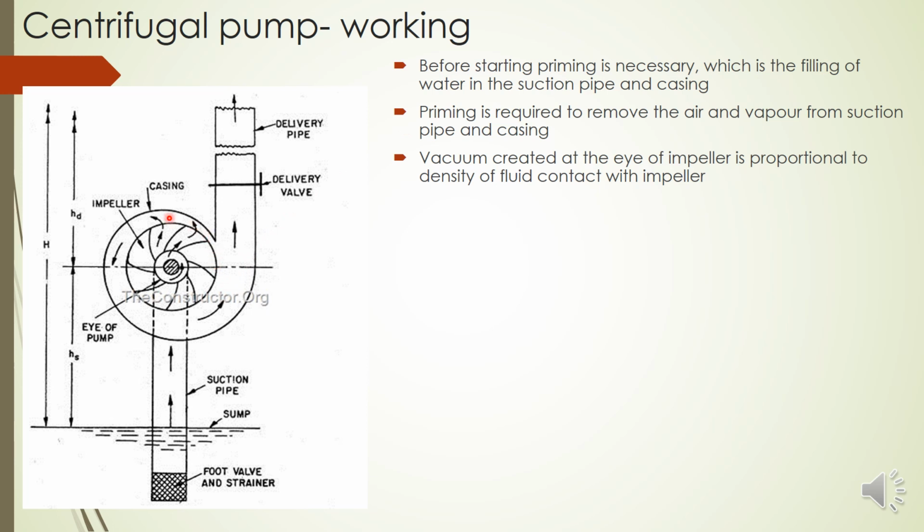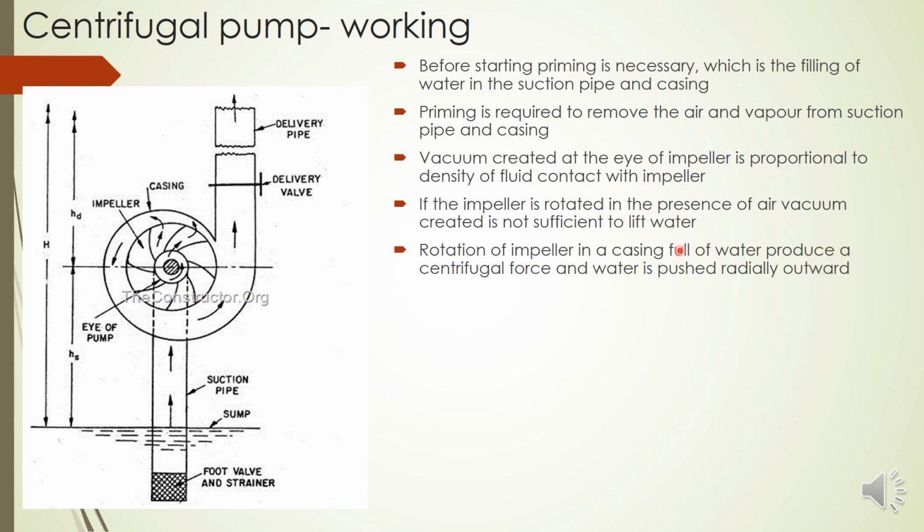It is the filling of water in the casing and suction pipe before starting. And why is it required? We want to remove air and other vapor from this region, because if they are present, their density is less and they will not produce any vacuum for sucking water. So that is the problem of air and why priming is required.